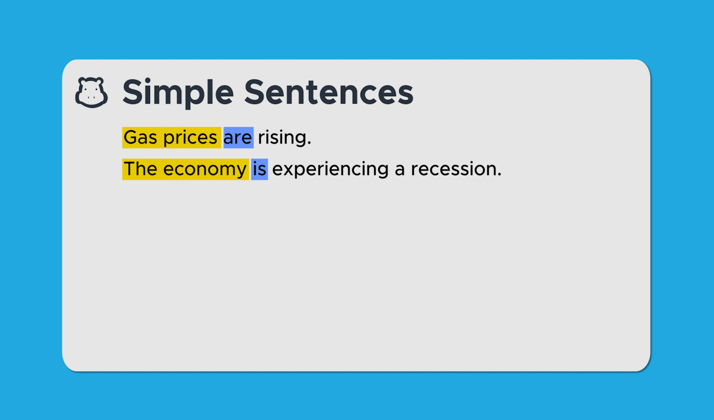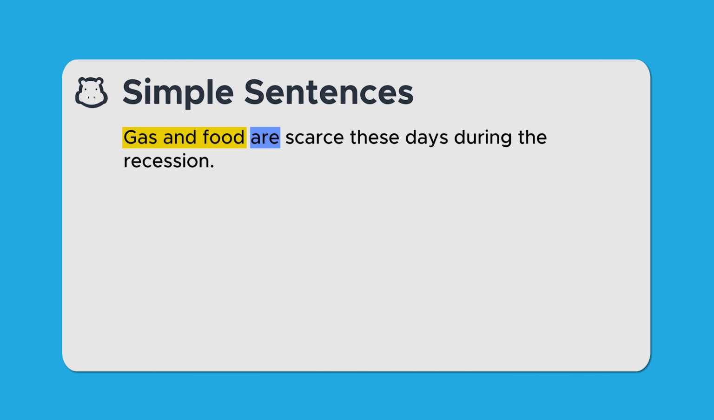Some simple sentences might also have a compound subject. For example, gas and food are scarce these days during the recession. Gas and food are 2 separate items, but they form one subject. The verb to be, conjugated as are, matches with both gas and food.